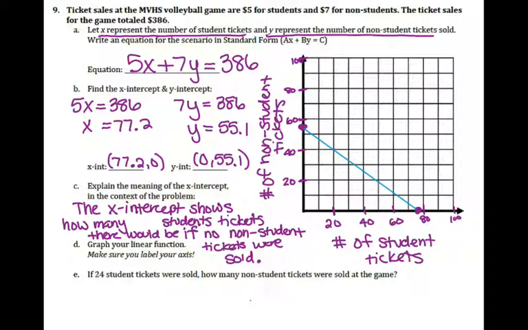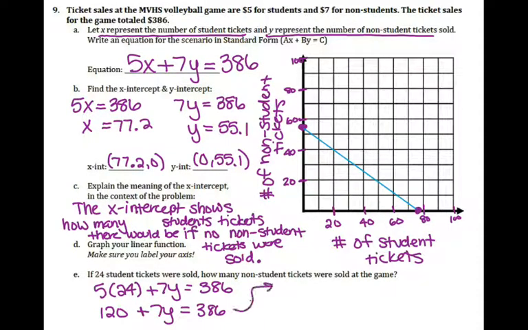So I have 24 student tickets, so I'm going to go ahead and plug in 24 for x, since x represents the number of student tickets. So I have 5 times 24 plus 7y equals 386. Well, 5 times 24 is 120. Plus 7y equals 386. Going to subtract 120 from both sides, run out of space, so I'm going to shimmy over. So 386 minus 120 is 266. And divide by 7, which gives me 38.